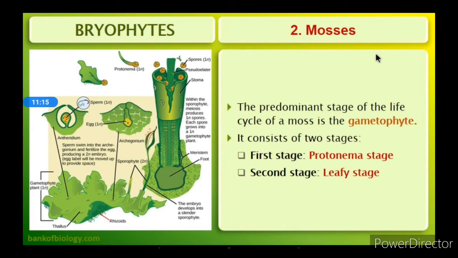Then we will discuss the mosses. So mosses are another type of bryophytes. Here the predominant stage of a moss is the gametophyte. So what does it mean? Predominant stage of life cycle.